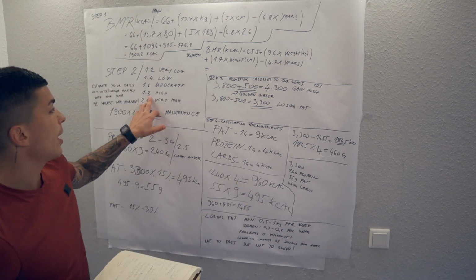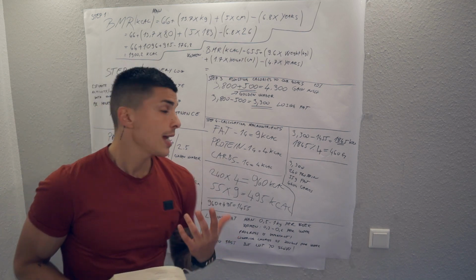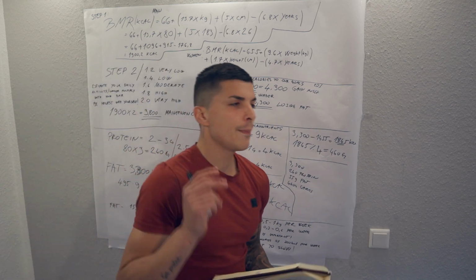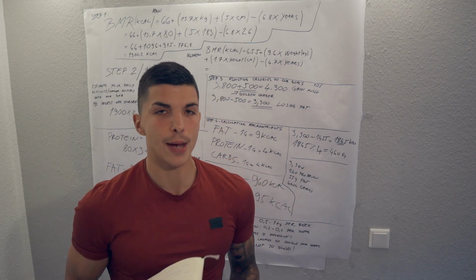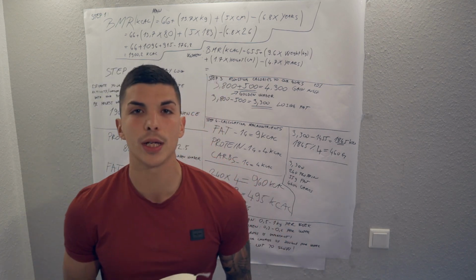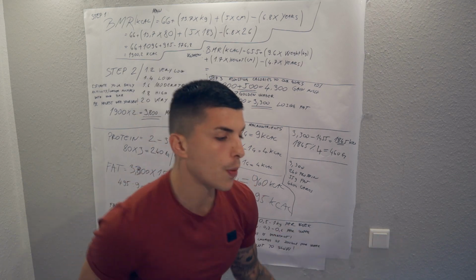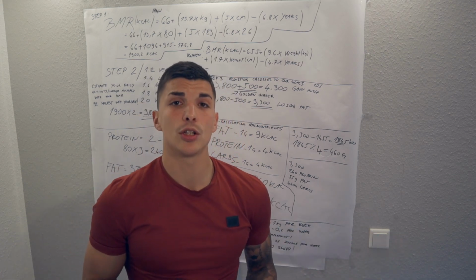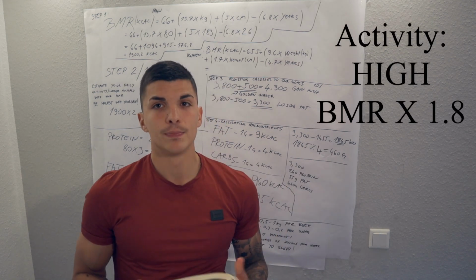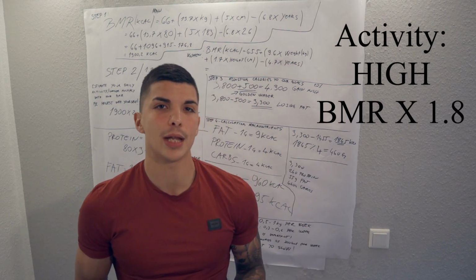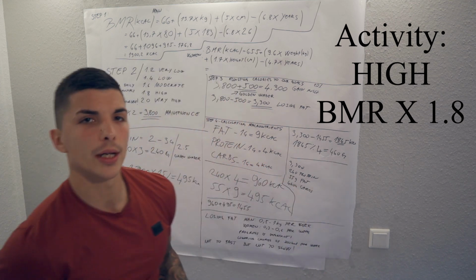The next that we have is 1.8. That's a high activity. A sample of high activity is that you have a physical job. So at work you're moving, you're carrying, I don't know, boxes. And besides that, you're training 2 or 3 times per week. So again, most of you guys out there are also like that. So you multiply that number with the BMR.